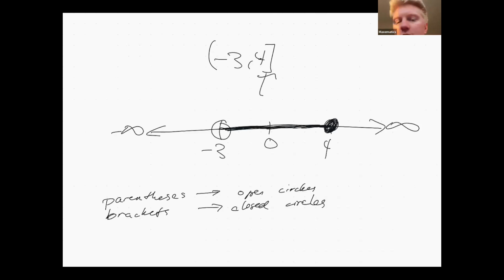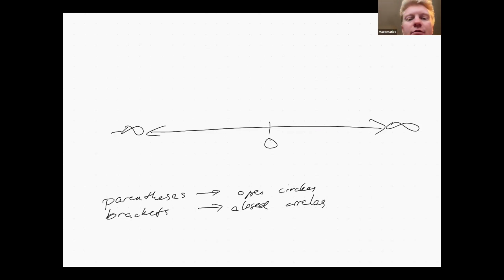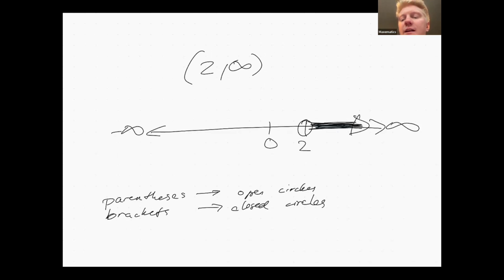Just to do 2 more examples involving infinity. Let's say we want to do 2 to infinity. Well, 2 to infinity would be 2. We have parentheses, so we want to use an open circle. And then instead of writing another endpoint, we just take that and extend it infinitely toward infinity. We'll use another arrow there. We don't necessarily have to, but it's good practice to say 2 and then everything to the right of 2.